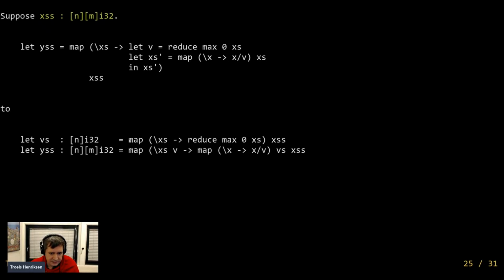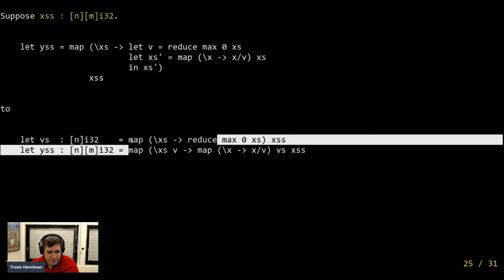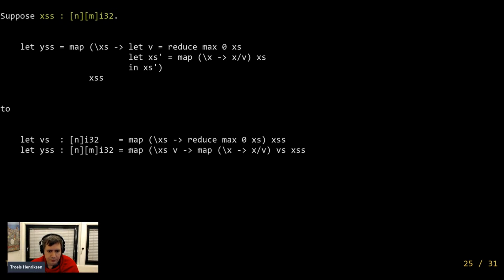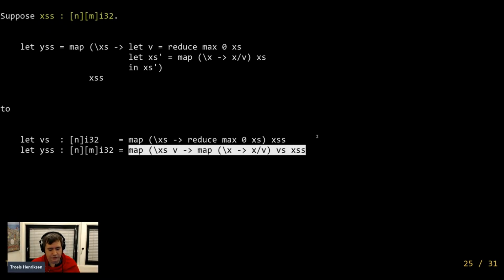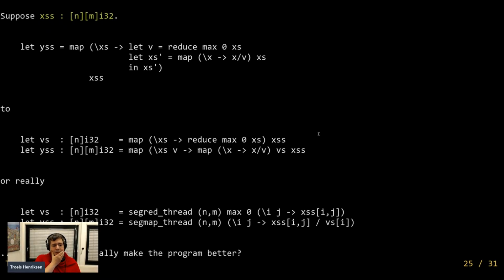And then these particular things look like the patterns that I showed you before. These are a map with just a reduce, or a map with just a map containing some sequential stuff. And these can then be turned into the segmap thread construct that I showed you before and turned into a GPU kernel. So this becomes one kernel, and this becomes another kernel. So this is what it would really look like if you use that full notation.